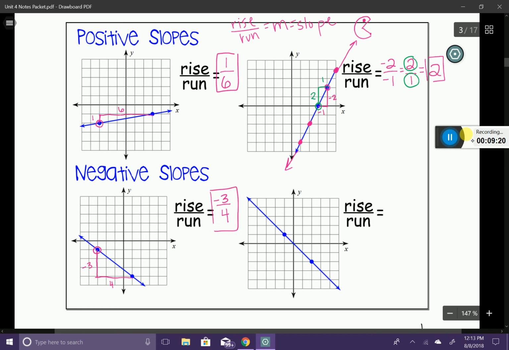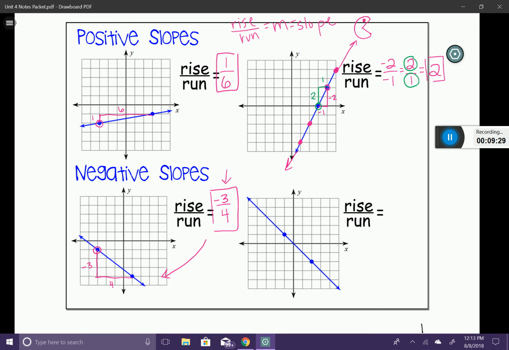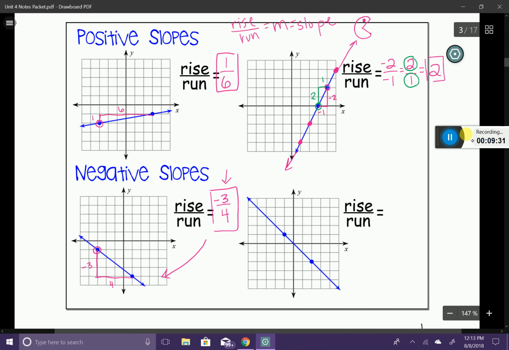You can see that the slope, the number itself is negative, and you can see the picture that I have is also a negative slope as well. Those two should match up. Okay, and the last one here. I'm going to start with this point this time. It doesn't matter what point you start with though.